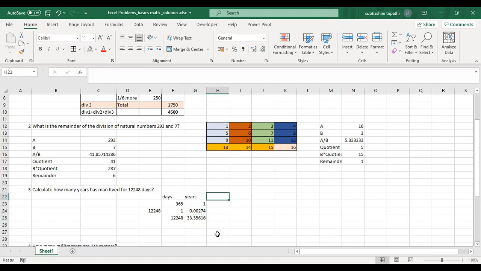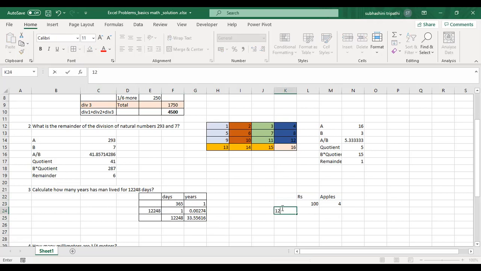Okay, so let's do a similar thing. We have a lot of money, and we have to buy apples. When we have 100 rupees we get 4 apples. So if my mother gives me money to buy apples worth 1200 rupees, then how many apples will I get?